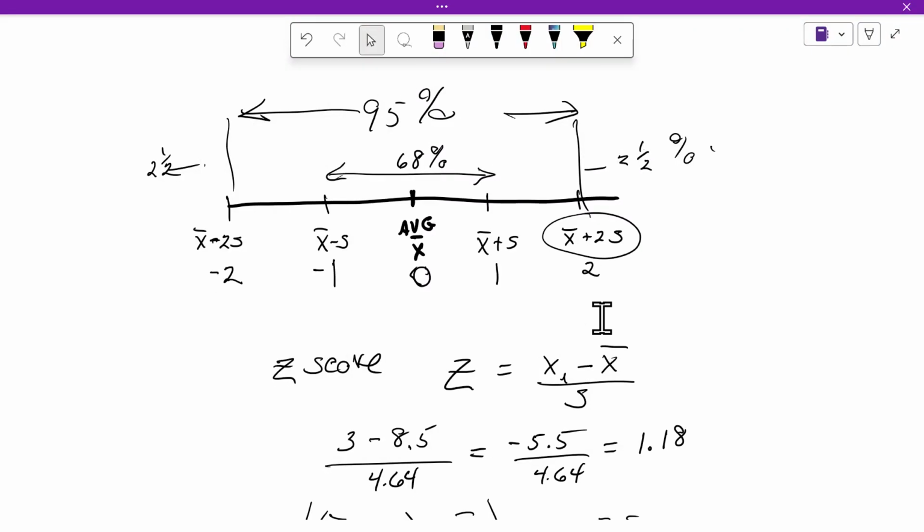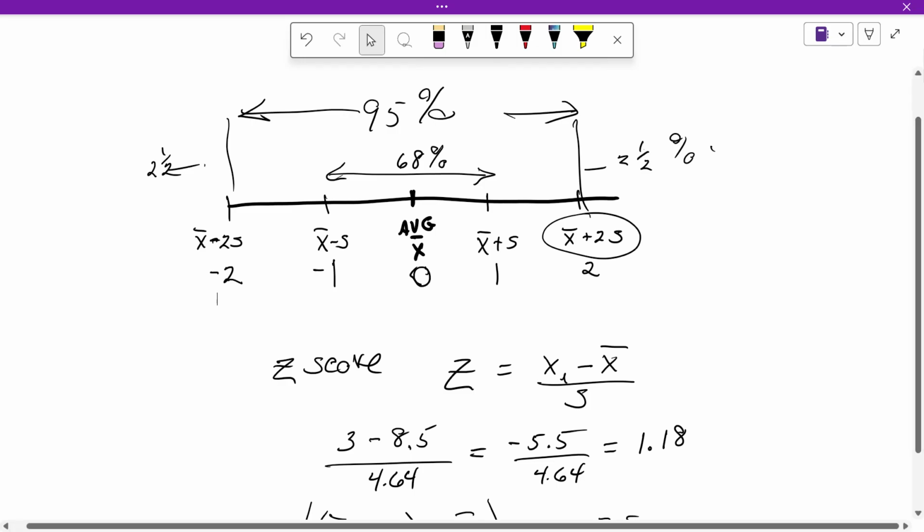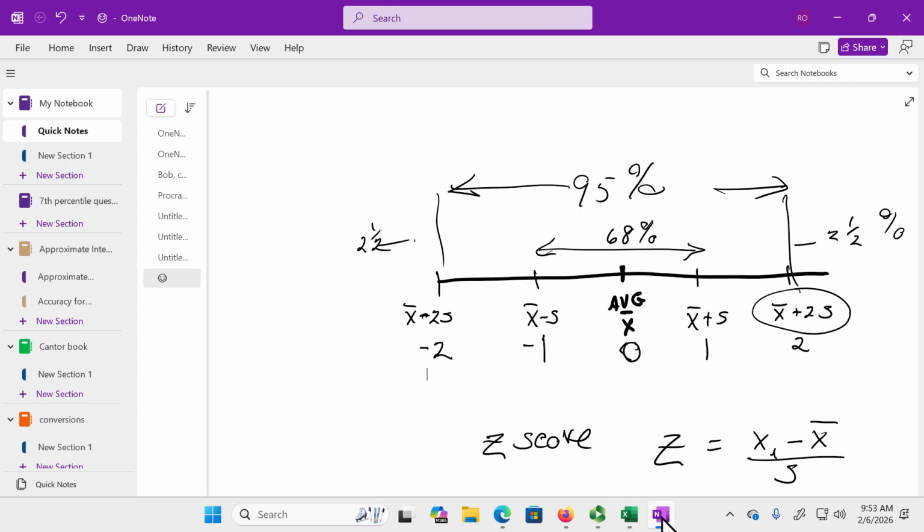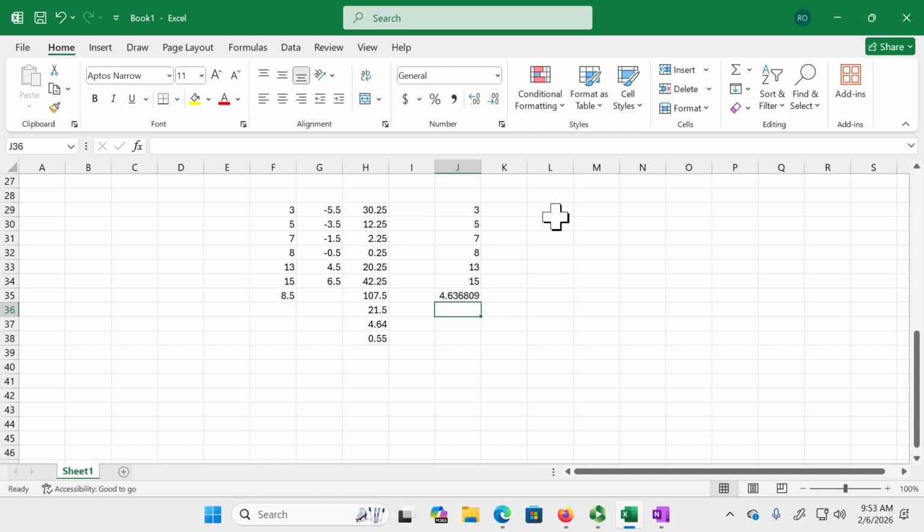I got a 2/3 chance of being in the middle here. I have a 95% chance of being within plus and minus 2 standard deviations, and I only have a 2.5% chance of being above or being below that. And that z-score tells me how many standard deviations away from the average a value is. So no matter what I do in terms of numbers, I can get a z-score.